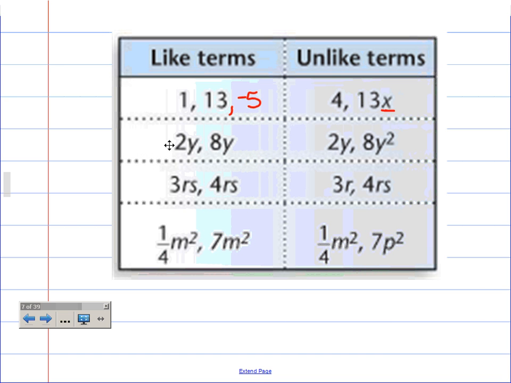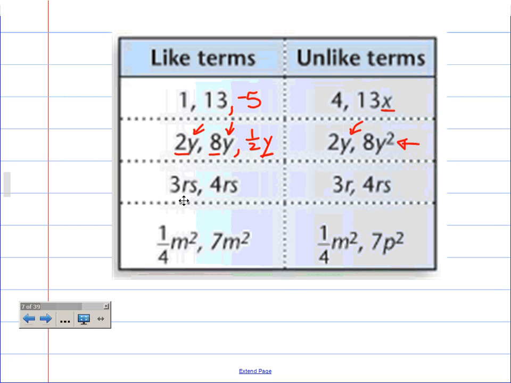Okay, if we go down to the next row, 2y and 8y. They both have y's, so they are like terms. I could add a half a y. That would still be alike because it has a y for its variable. If I look at this column, these are unlike terms because this one has a y, but this one's variable is y squared. So those are not alike.